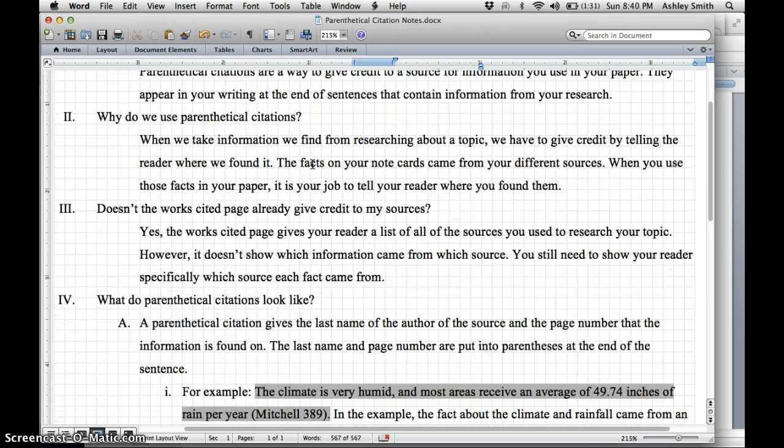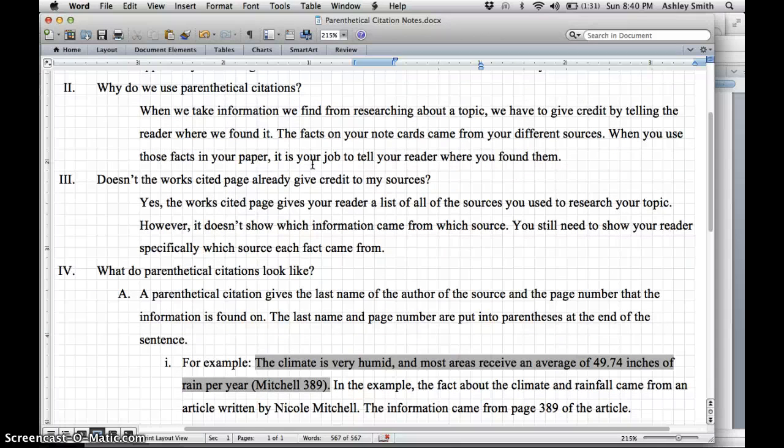Why do we use parenthetical citations? When we take information we find from researching about a topic, we have to give credit by telling the reader where we found it. The facts on your note cards came from your different sources. When you use those facts in your paper, it's your job to tell your reader where you found them.